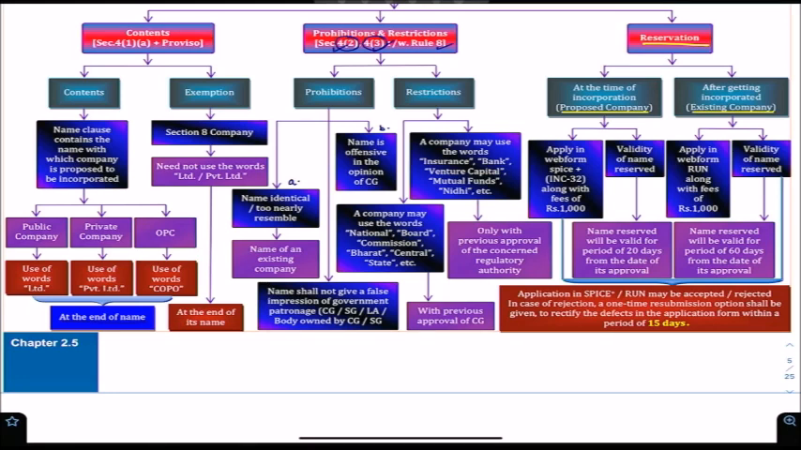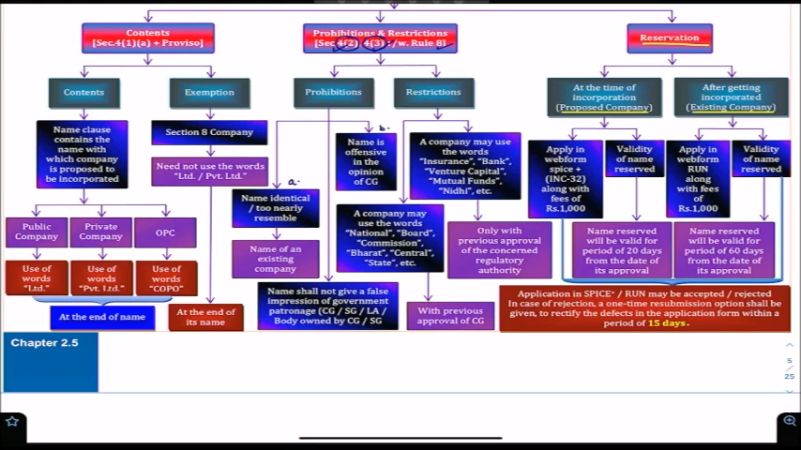Next, after that, restrictions. There are two types of restrictions. Specified regulatory authority permission is required if you use the words insurance, bank, venture capital, mutual fund, nidhi, etc. You should take the permission of the concerned regulatory authority. Next, if you use the words national, board, commission, Bharat, central, state, etc., you should take the permission of the central government.